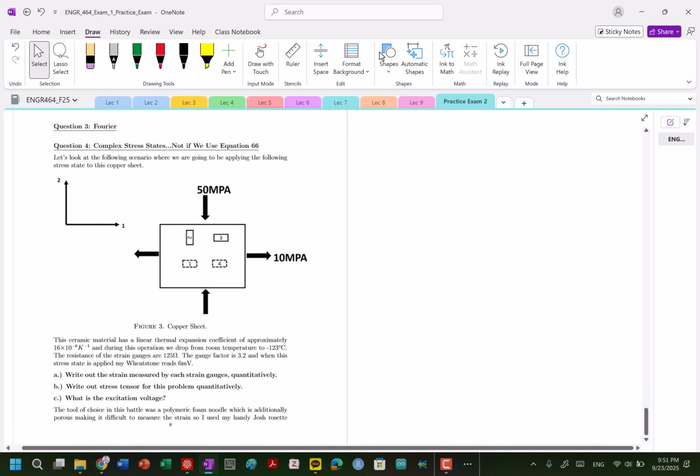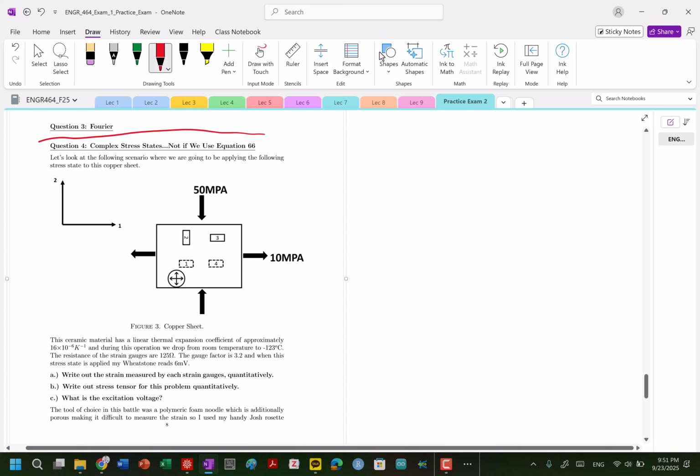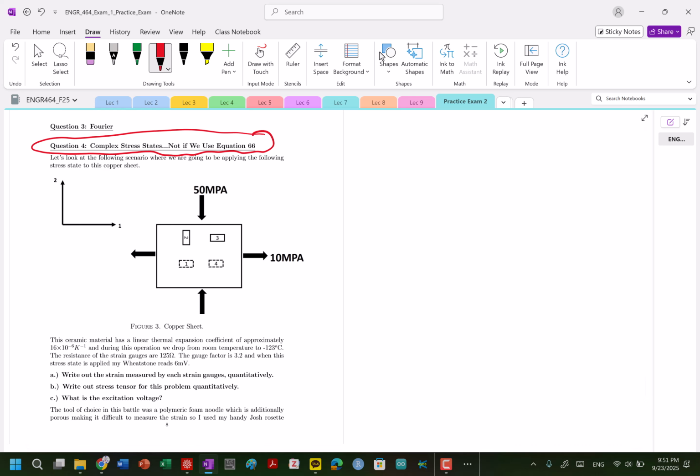All right, everyone, we are back and we're going to go through question number 4, complex stress states. So we look at the following scenario. We're going to be applying the stress state to our copper sheet. So we know our material is metallic, so Young's modulus is 100 GPa. Our Poisson ratio is equal to 0.3. This is our stress in the 2-2 direction, which is negative. This is our stress in the 1-1 direction, which is positive.